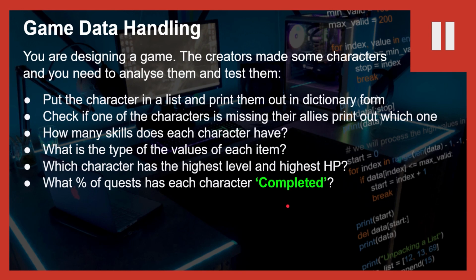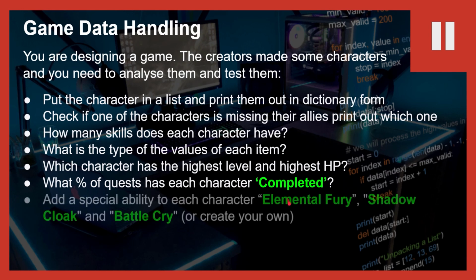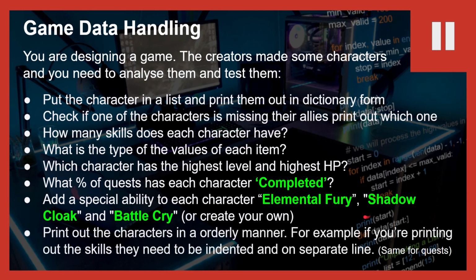What percentage of quests has each character completed? This is also a tricky one. Add a special ability to each character. Elemental Fury, Shadow Cloak, and Battle Cry, and you can add your own to any character and you can add as many as you want. You can make them, for example, instead of just a string, a list of special abilities. Finally, you'll need to print out the characters in an orderly manner.